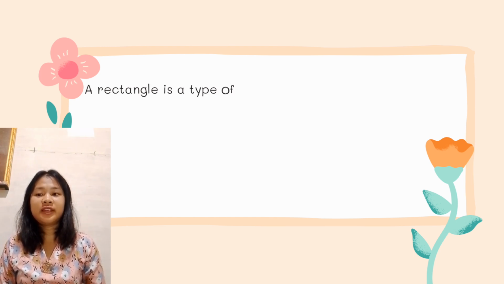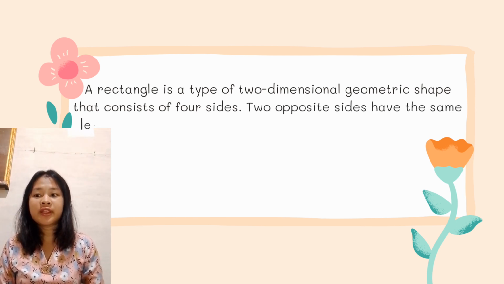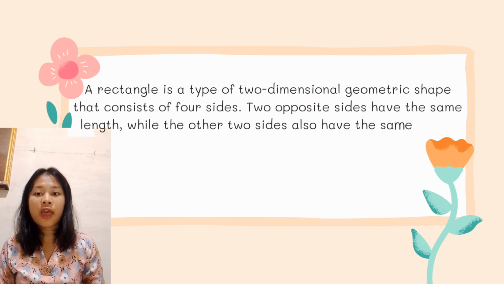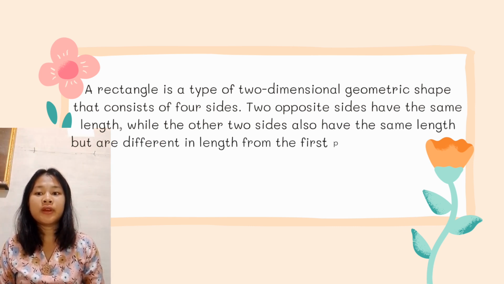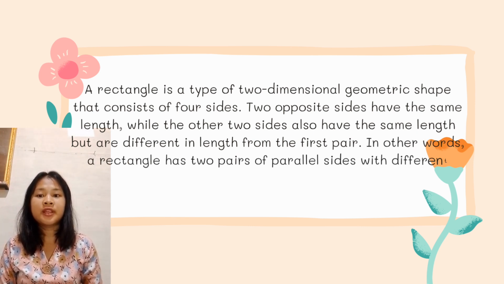A rectangle is a type of two-dimensional geometric shape that consists of four sides. Two opposite sides have the same length, while the other two sides also have the same length, but are different in length from the first pair. In other words, a rectangle has two pairs of parallel sides with different lengths.